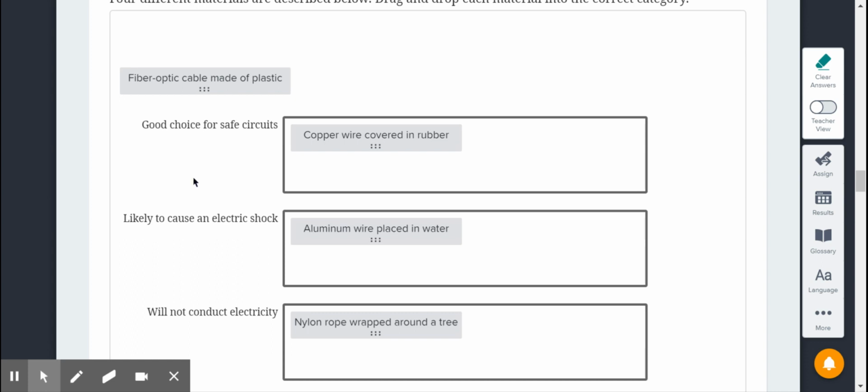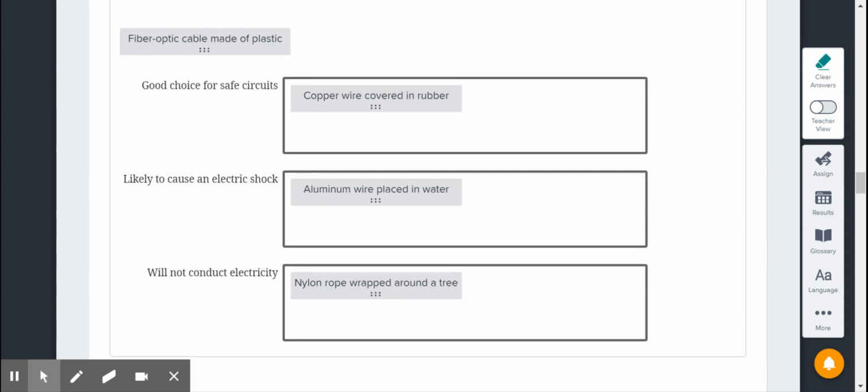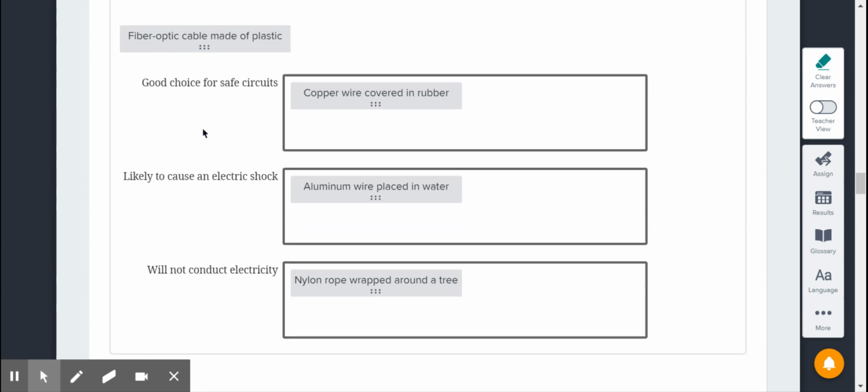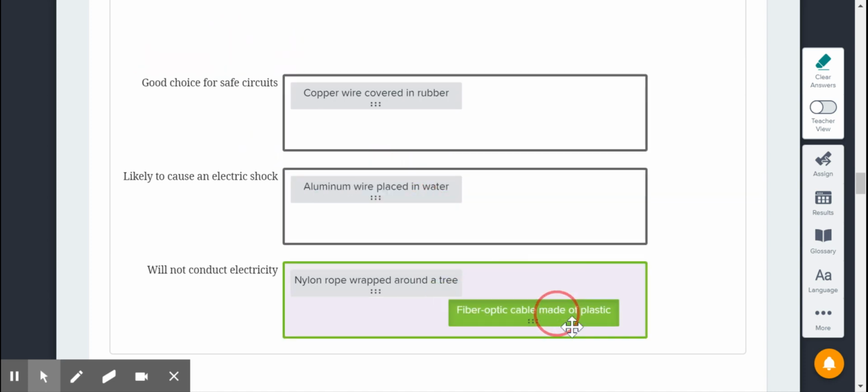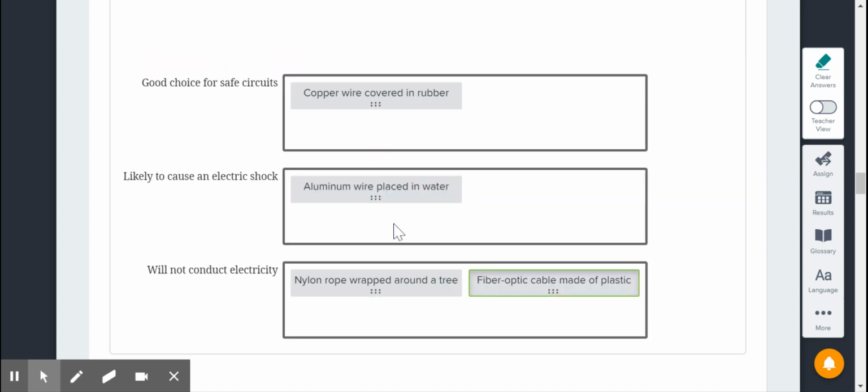And our last one says a fiber optic cable made of plastic. So if it's made of plastic, then that's the material we're looking at. Is the plastic a conductor or an insulator? Yep, plastic is an insulator. Mostly metals and water are different conductors, but plastic is an insulator. So it won't conduct electricity, therefore it's not going to be safe or not safe.